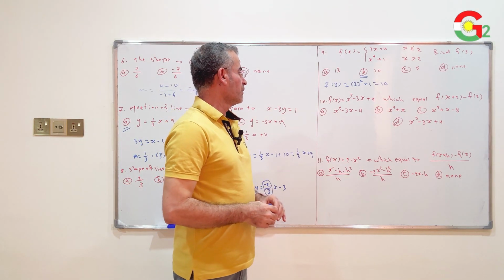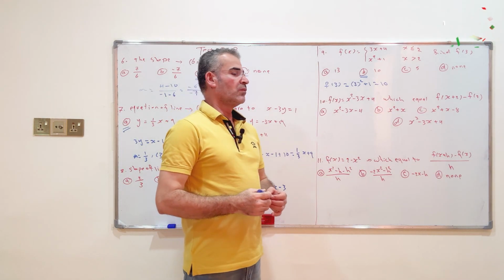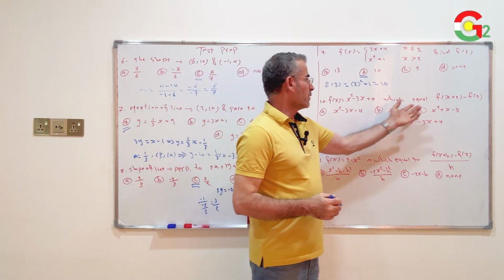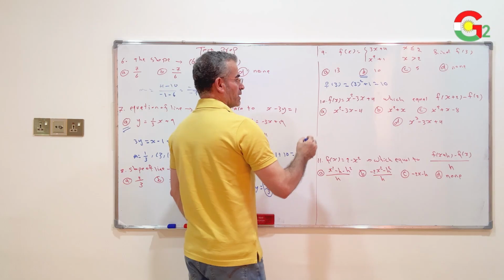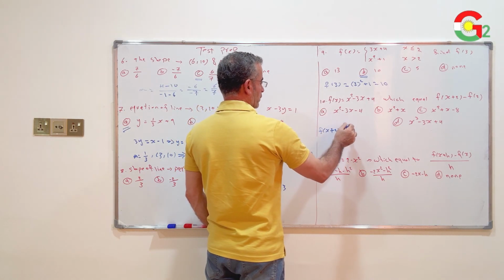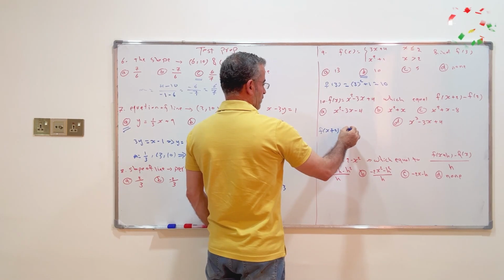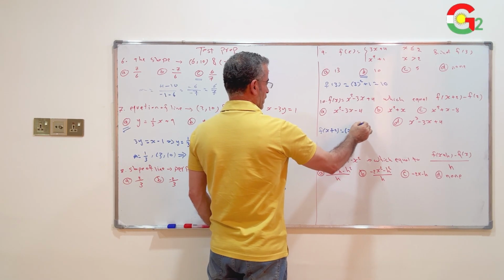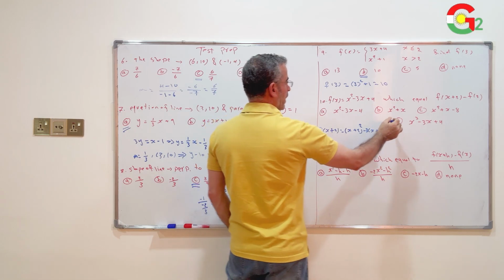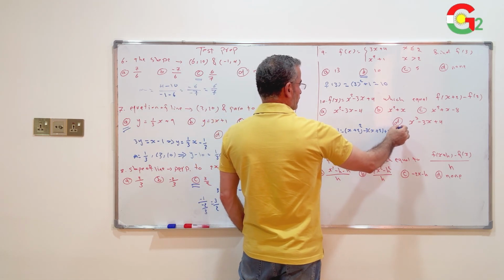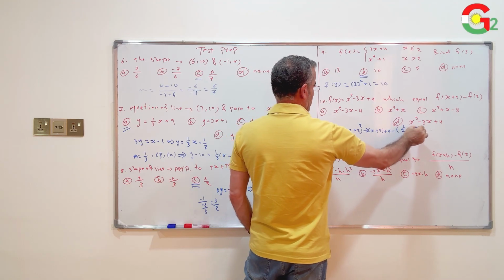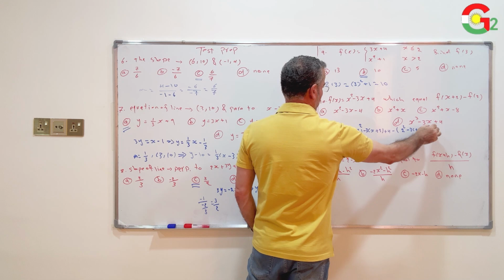Number 10. If f of x equals x power 2 minus 3x plus 4, which of the following equals f of x plus 2 minus f of 2? f of x plus 2 equals, substituting every x with x plus 2, (x plus 2) squared minus 3 times (x plus 2) plus 4, minus f of 2. f of 2 is 2 squared minus 3 times 2 plus 4.